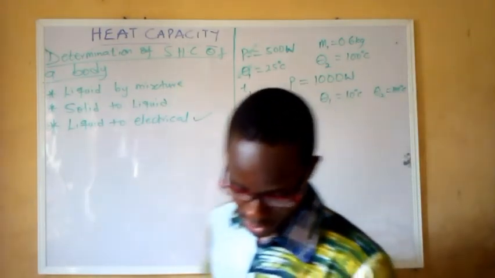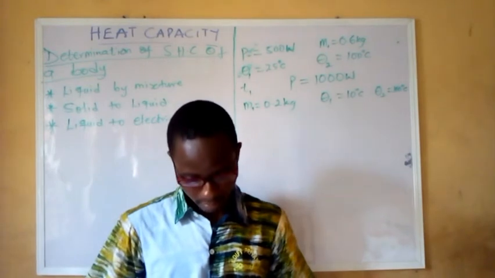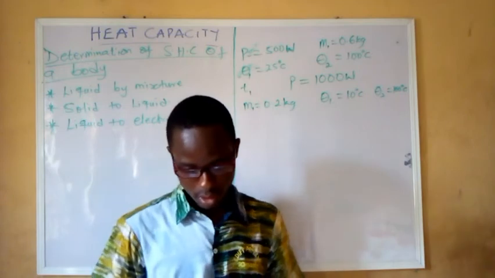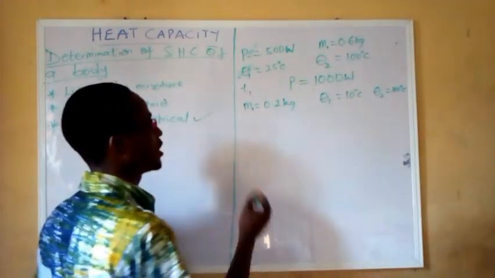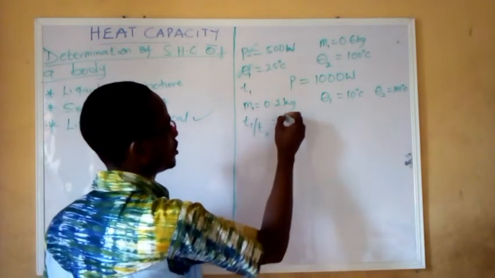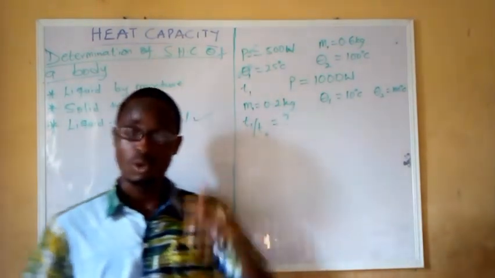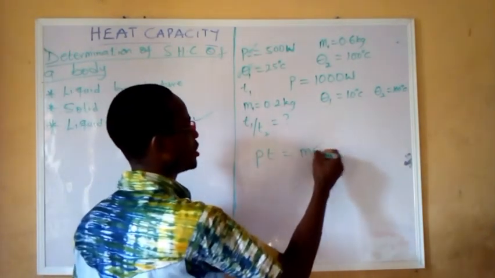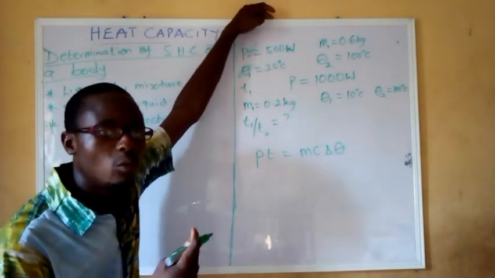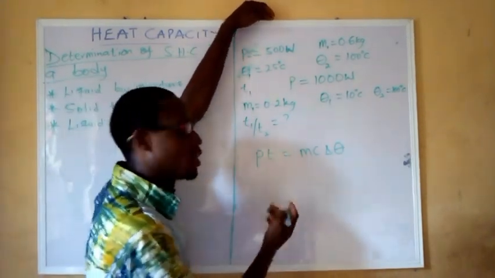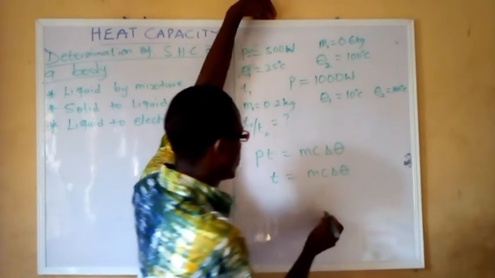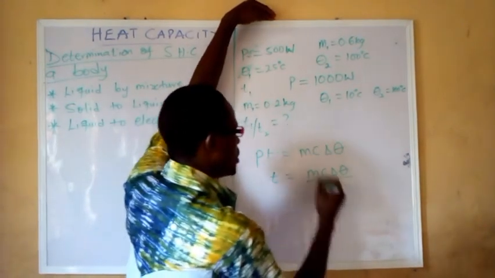We are meant to find T1 over T2. So this is what the question demands from us. T equals MC change in theta over P. So for the first set of water and power, we're going to have T equals MC change in theta all over P. That's T1.